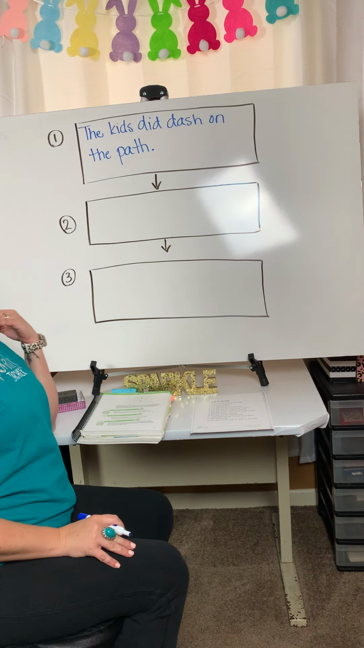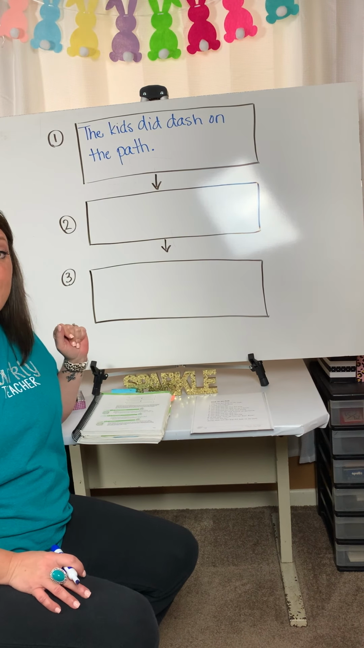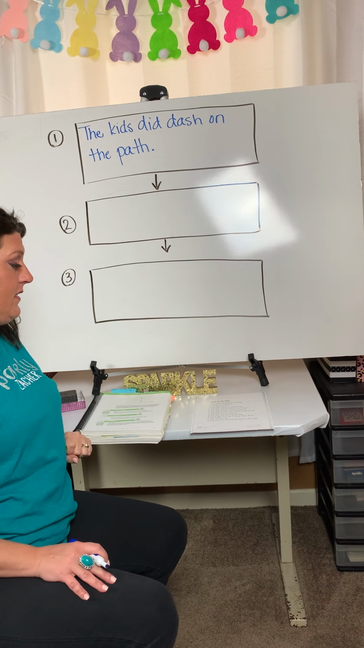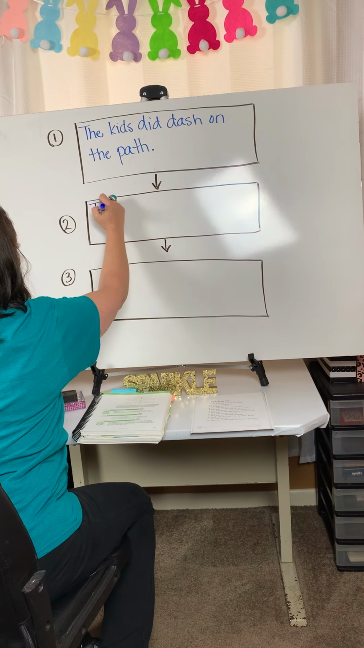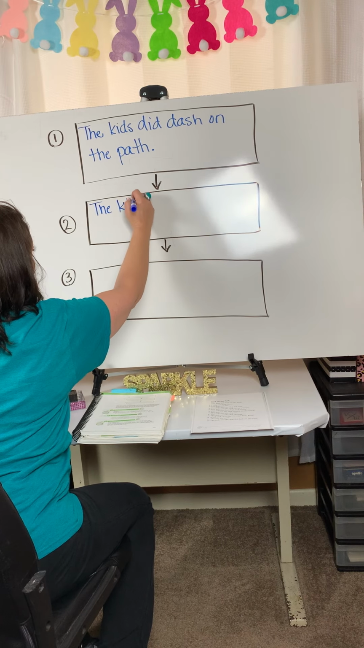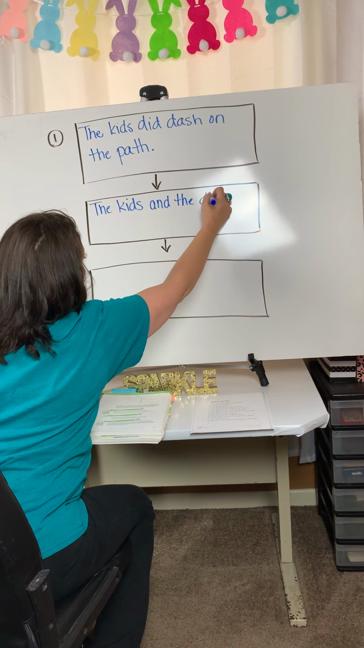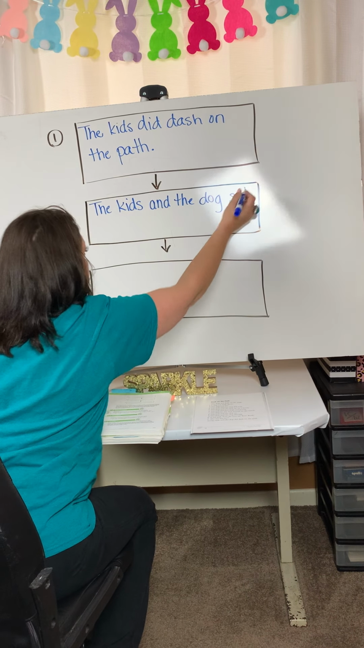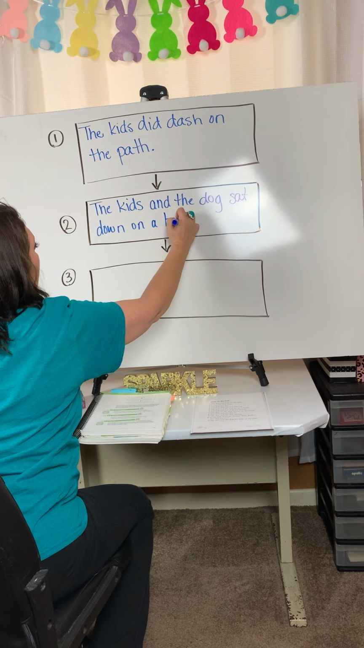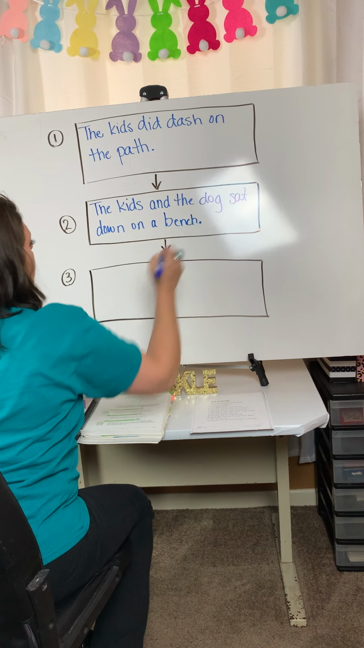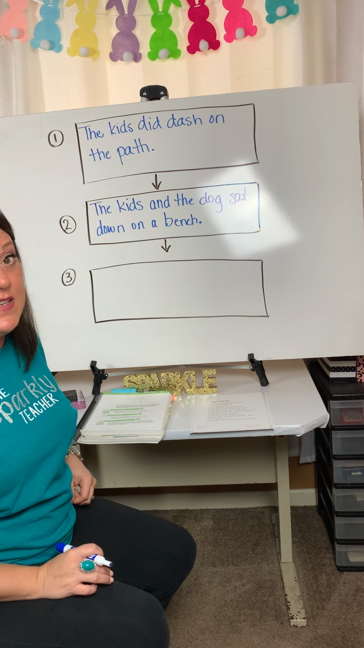For the next big thing that they did, I want you to look at sentence 5. Look at sentence 5, reread to yourself, and decide what is the next big thing that they did. The kids and the dog did what? They sat down on a bench. Notice I have that in there. Sometimes we miss it, but that changes the word, doesn't it?